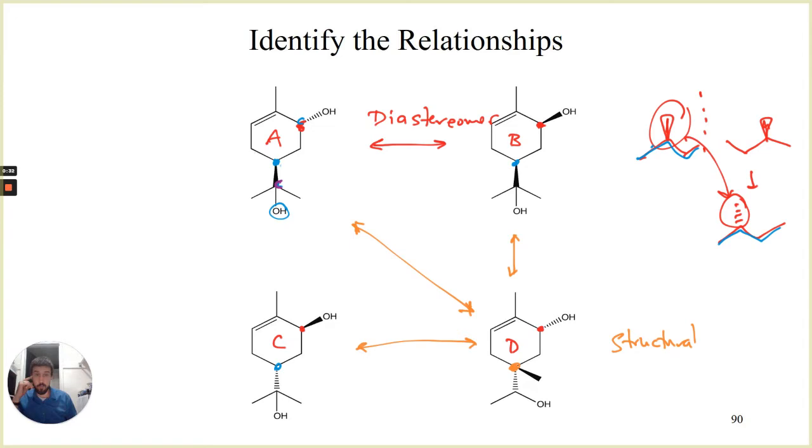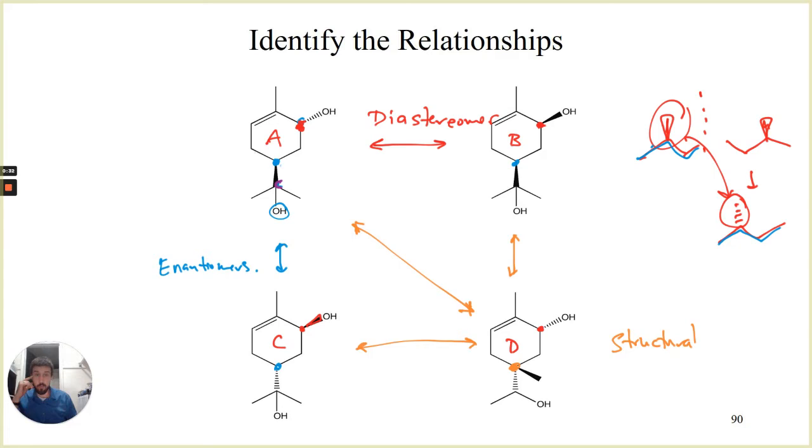If we make the comparison between A and C, what do we note changed? Well, at the red position, we went from dashed to wedged. At the blue position, we went from wedged to dashed. So they both mirrored. If they're both mirroring, we're looking at enantiomers. And we'll show that superimposability here in a second.